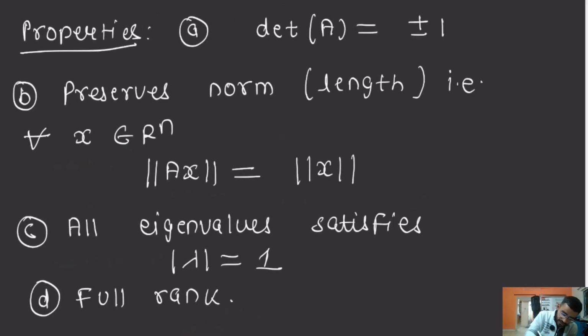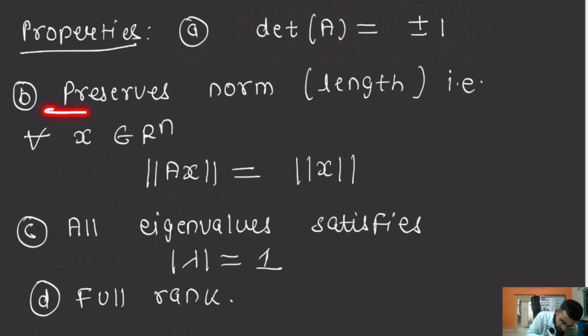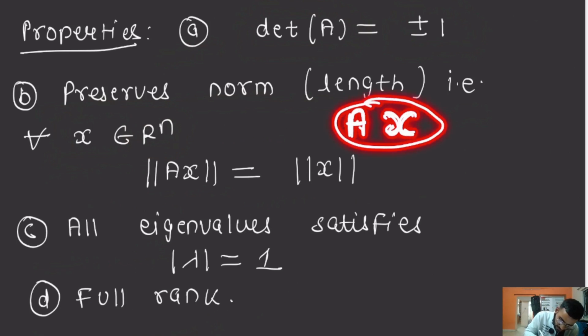There are some properties of an orthogonal matrix. First, the determinant of an orthogonal matrix is equal to plus or minus 1. Second, any orthogonal matrix preserves norm, or length, which means if we take any vector x belonging to Rn and multiply it with A, an orthogonal matrix, then the norm of x is preserved. That is, the norm of this new vector is equal to the norm of x.